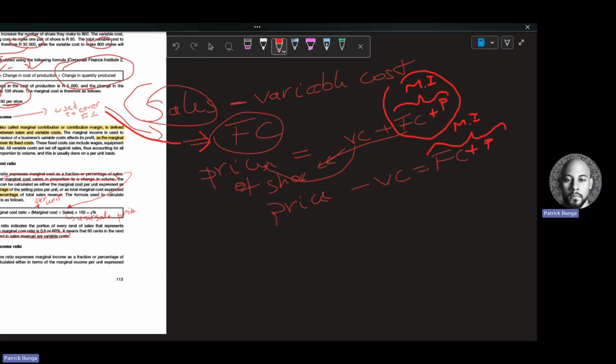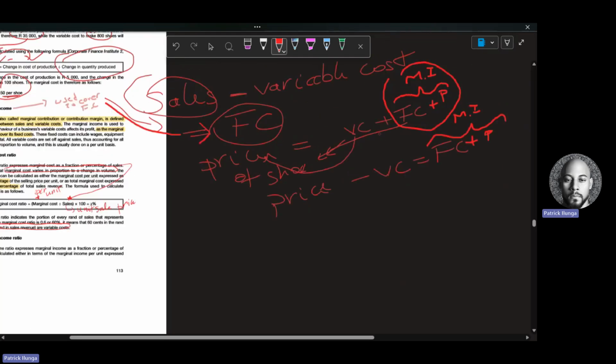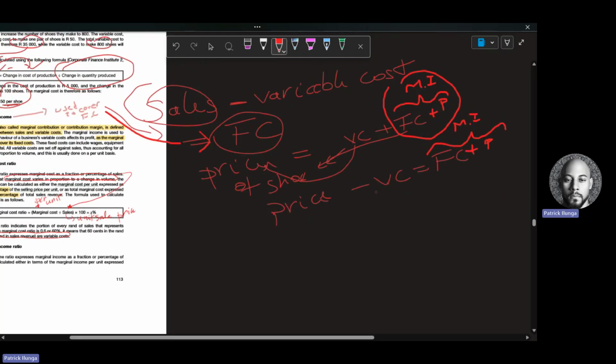The fixed cost plus some profit, because your marginal income must cover your fixed cost. If it's covering it, it means it must be more than your fixed cost in order for you to make a profit, right? So it must cover your entire fixed cost, right? So we're saying if you take the price minus the variable cost per unit.